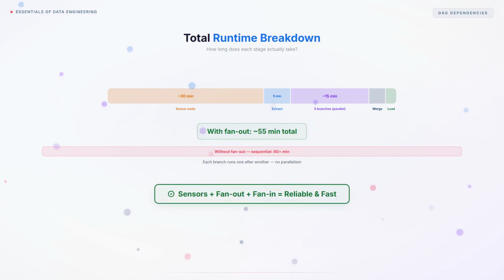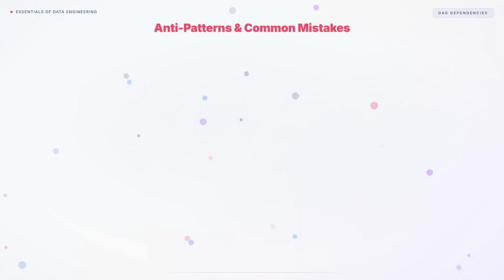And the critical path, the longest sequential chain through the DAG, is what determines your minimum runtime. In this case, it's sensor plus extract plus the slowest branch plus merge plus load. Now here's where people get tripped up. The anti-patterns, the mistakes that look harmless but cause real damage. Let me walk you through the big ones.